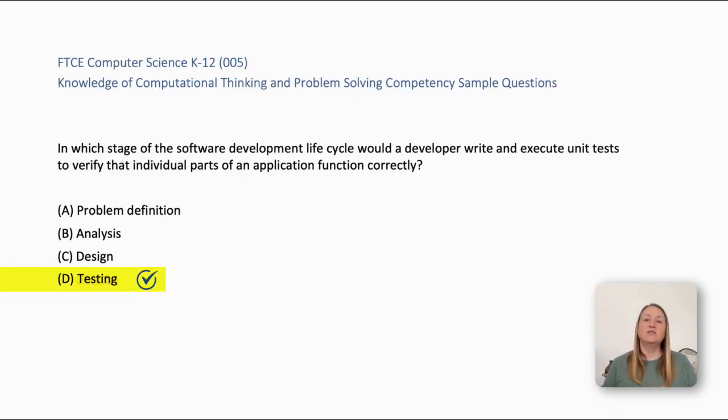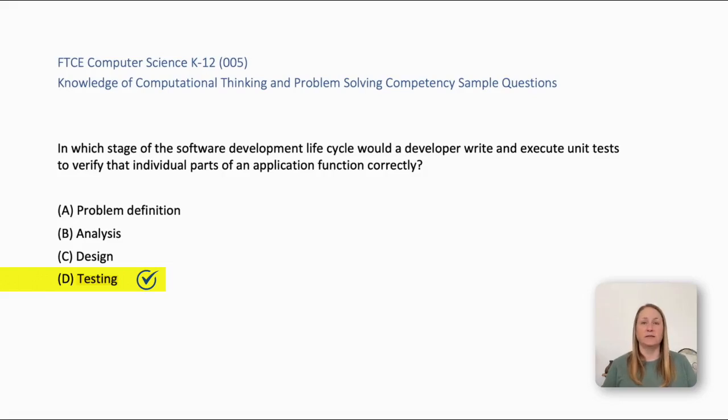The testing stage of the software development lifecycle involves verifying that the software works as intended. Unit testing is a key part of this stage where individual units or components of the software are tested to ensure they operate correctly. This stage is critical for catching bugs and issues before the software is deployed or reaches the maintenance phase.